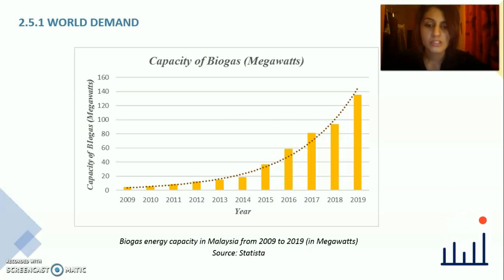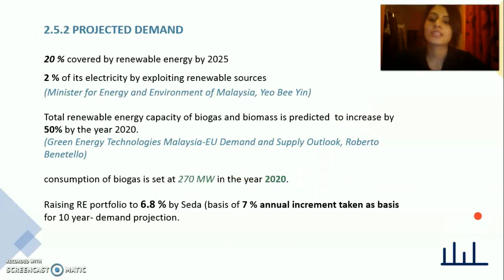So, in this source by Statista, where the biogas energy capacity in Malaysia from 2009 to 2019 has been studied, we can see that it has been gradually increasing from 2009 to 2015. And then you can see a very sharp increase from 2015 to 2019, from 36 megawatts up to 135 megawatts. So with this world demand, we can clearly make a projected demand.